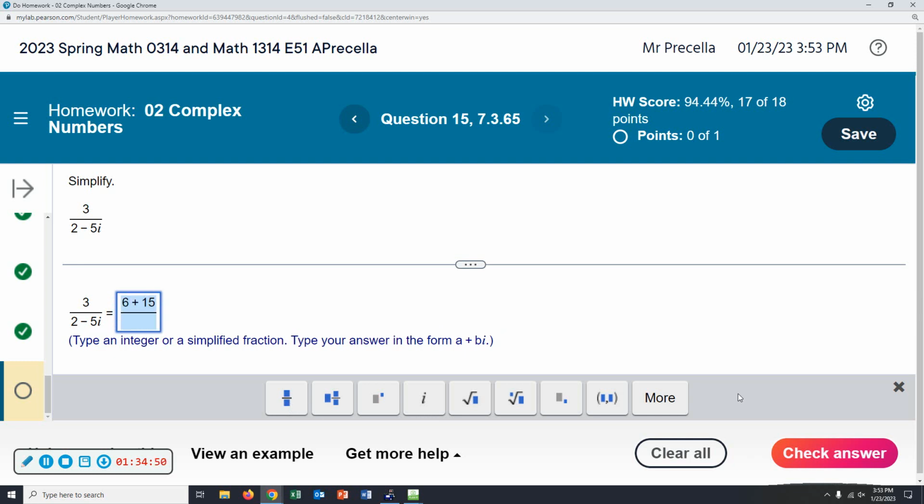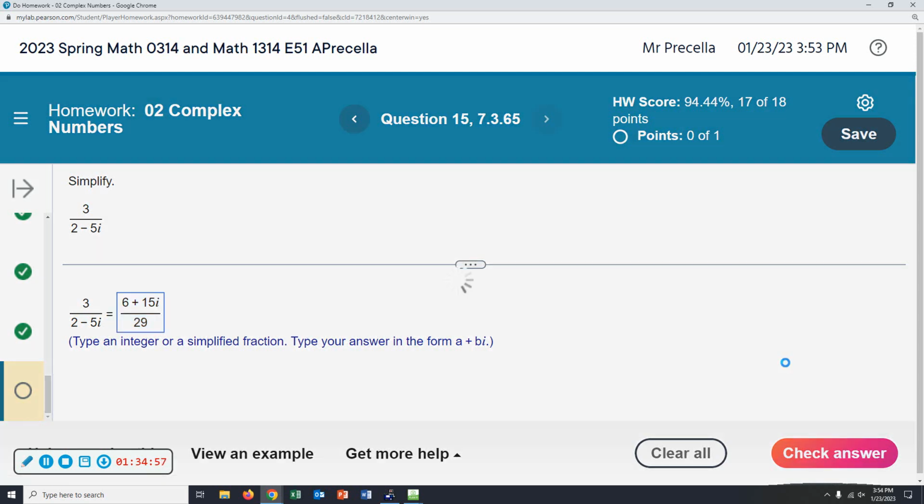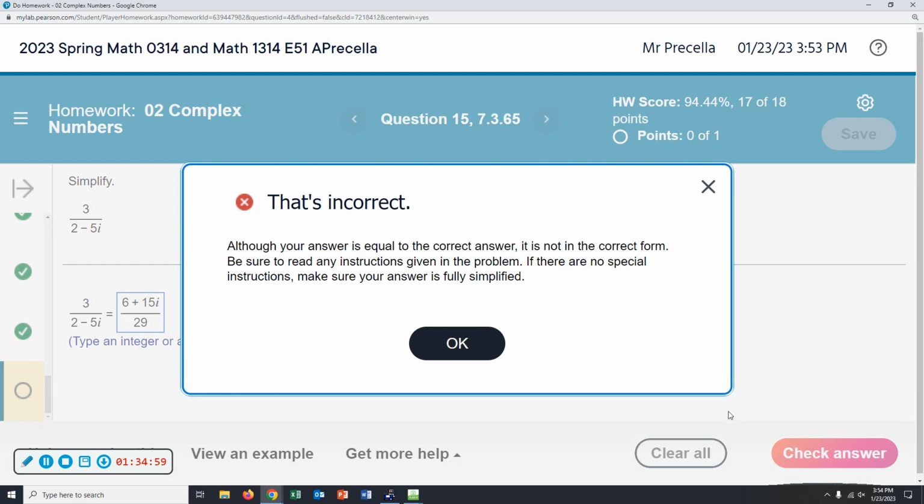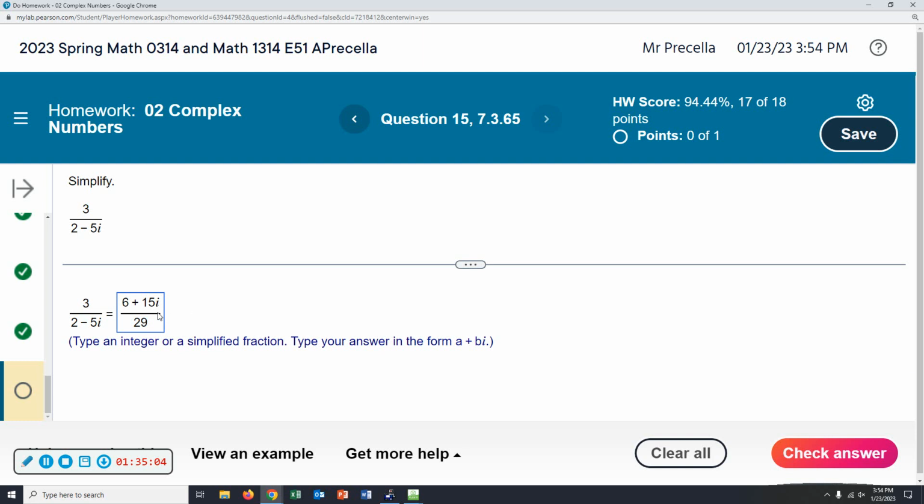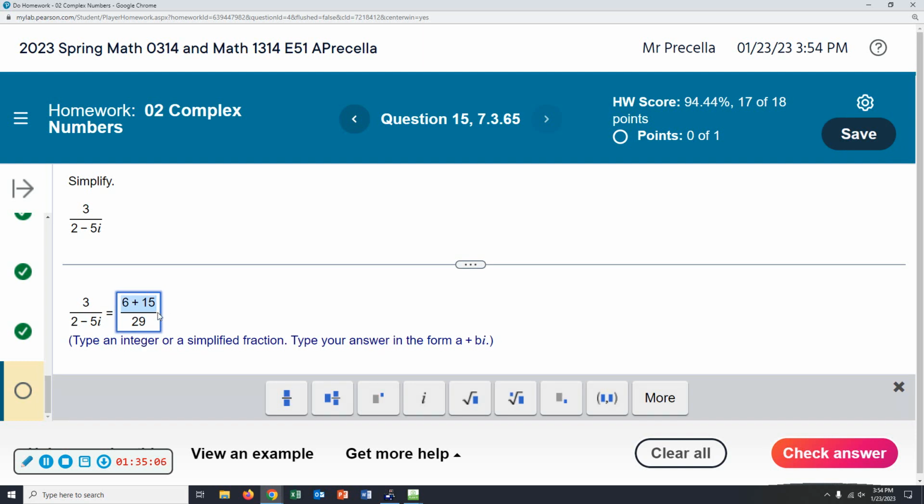So it'd be 6 plus 15i. But even if they do take it, some of them don't, depending on the program or who the grader is. You have to break it down. If it's two terms with a complex number, you've got to put the thing without the i plus the thing with the i. Plus 15i over 29.